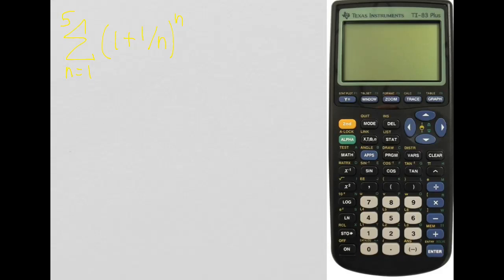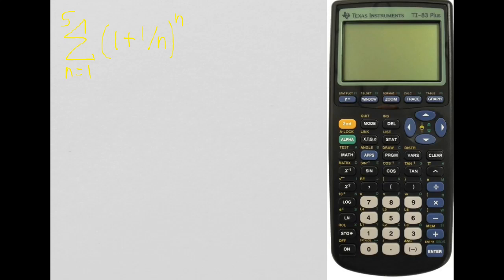Alright, problem number 1 on the calculator-allowed section of this test wants you to find the sum of this finite series. It's not geometric, it's kind of goofy, we wouldn't know how to do it, so we can use our calculators.